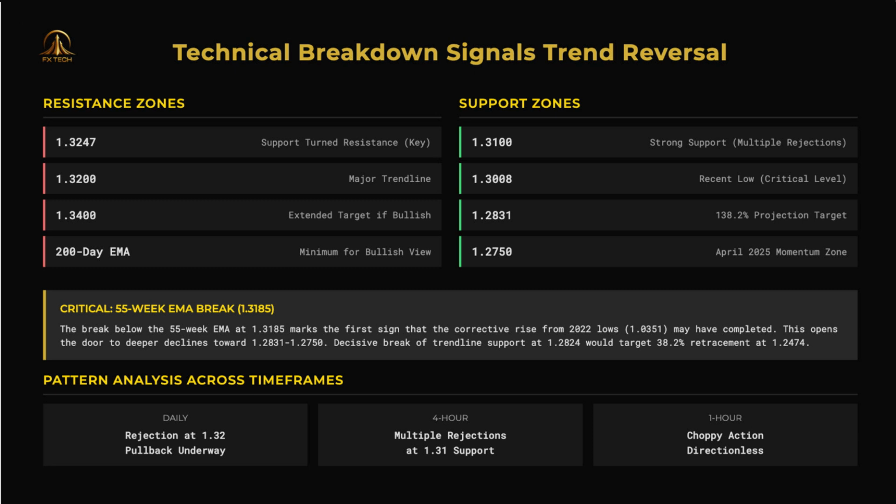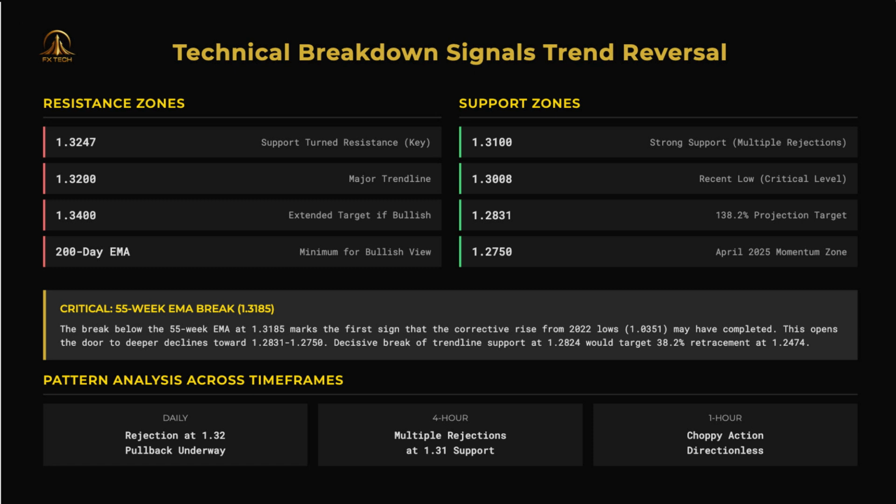The break below the 55-week EMA at 1.3185 is particularly significant, as it marks the first sign that the corrective rise from the 2022 lows at 1.0351 may have completed. This opens the door to deeper declines. A decisive break of trendline support at 1.2824 would target the 38.2% retracement at 1.2474.